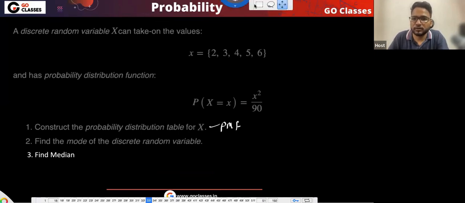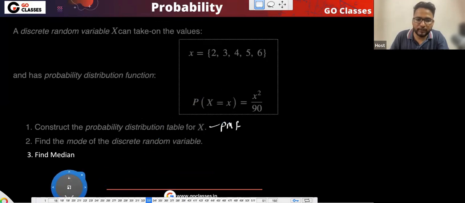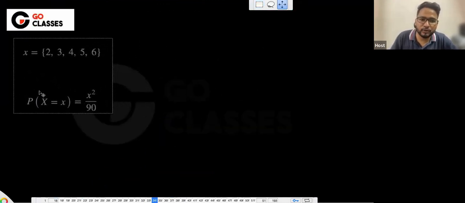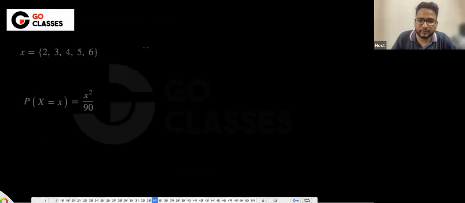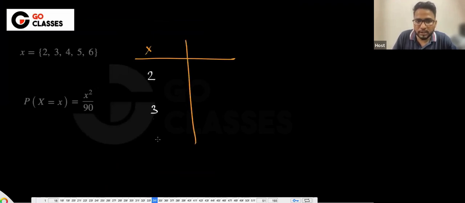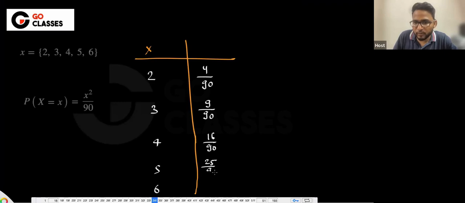Then you will get to understand what I'm trying to explain. So suppose this is given to you. Let's find out the PMF. Let's just write down the PMF. x can take different values, which are 2, 3, 4, 5, and 6. This probability distribution is saying that x being 2 has probability 4 upon 90, x being 3 has probability 9 upon 90, then 16 upon 90, 25 upon 90, and 36 upon 90. This is the probability distribution that you have.